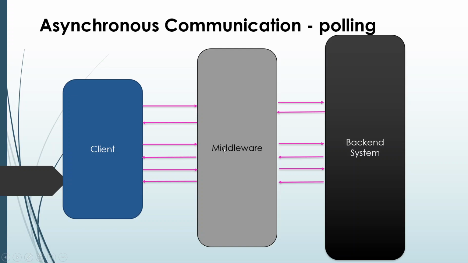Then when the client is polling for that information, the middleware doesn't have to go to the backend system. The middleware gets the data from the file system or the database that it stored when it received the response from the backend system. So that information can be given to the client whenever the client is polling at every 10 second interval. So this is what it is, right?